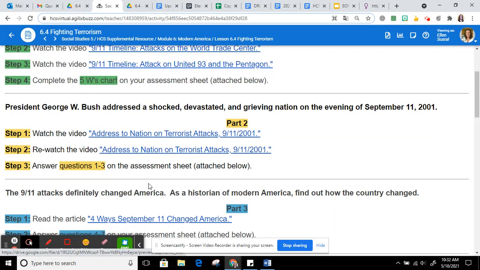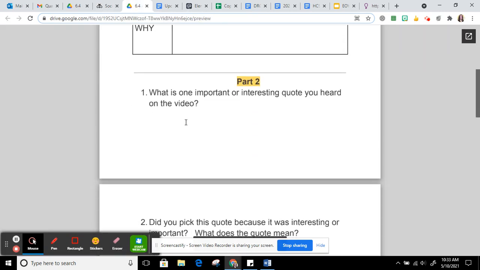Part 2, it says President George W. Bush addressed a shocked, devastated, and grieving nation on the evening of September 11, 2001. Part 2, you've got 3 steps. Step 1, you're going to watch the video Address to Nation on Terrorist Attacks 9/11/2001. For step 2, you're going to rewatch that video. While you're rewatching the video, I want you to focus on questions number 1 through 3, and then you're going to answer those questions on your worksheet. So let's take a look at questions 1 through 3.